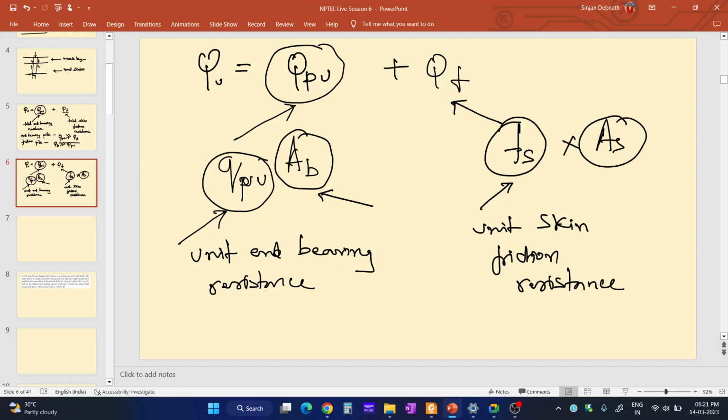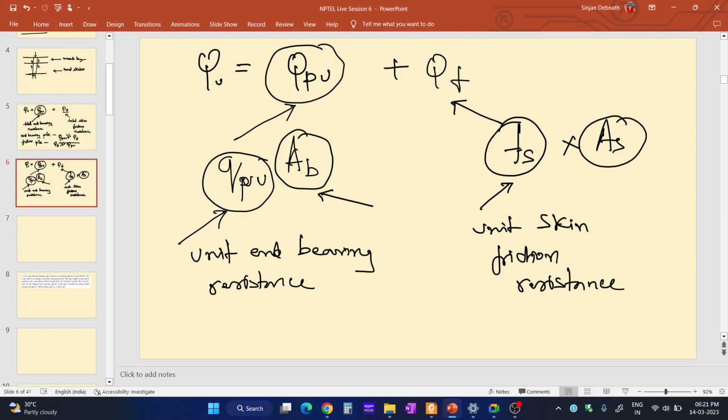AS is the surface area of the pile, which can also be found if we know the perimeter of the pile. If we multiply the perimeter of the pile by the length of the pile, we will get the surface area of the pile. Suppose it is a circular pile having diameter d, so what will be the perimeter? It is pi d, and if we know the length, that means pi d L, perimeter into length, we will get the surface area of the pile. So that is AS.